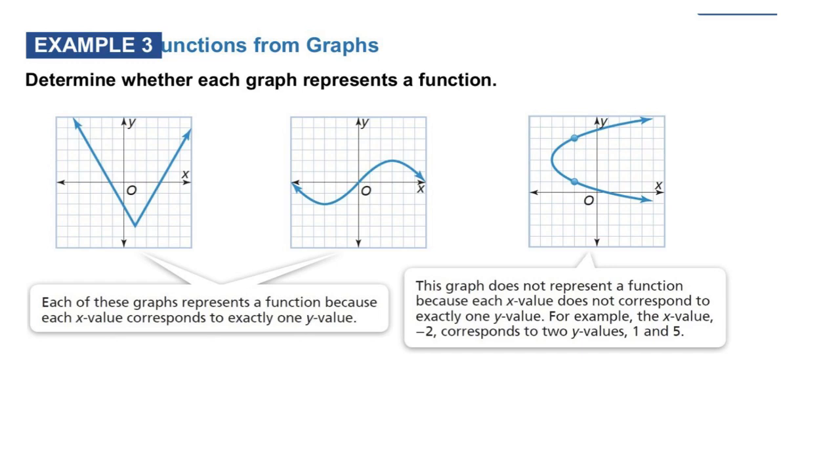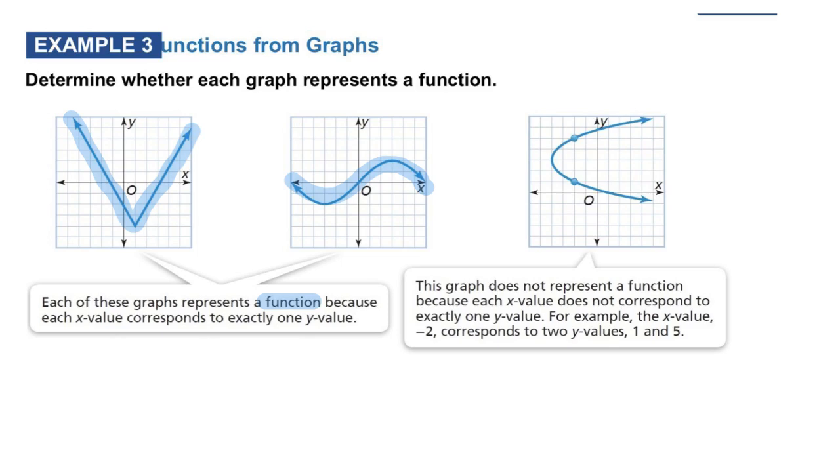At first, we're going to look at this V-looking graph. And each of these graphs represents a function. So this is a function, and this is a function, because every x value has 1 and only one y value. Now they're not linear, but they are a function.